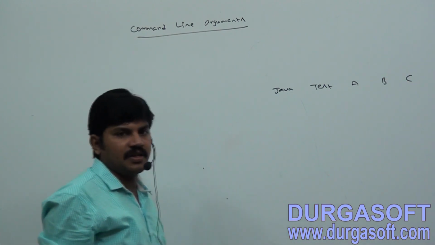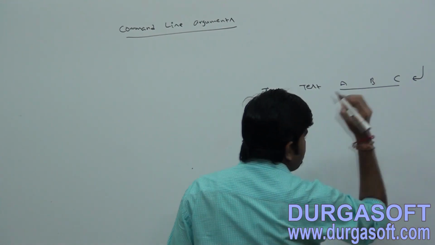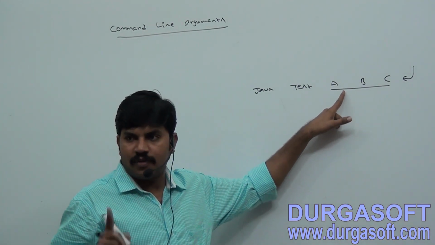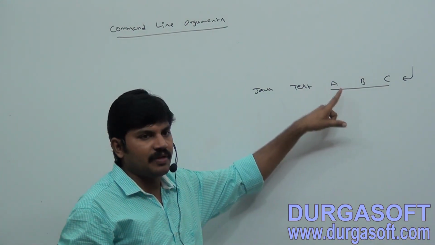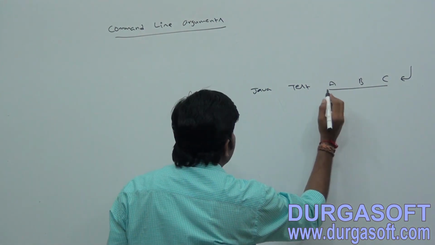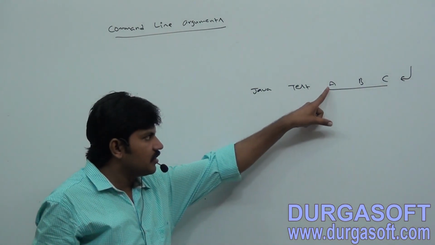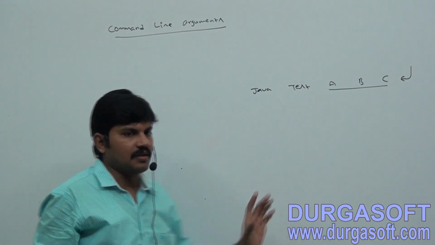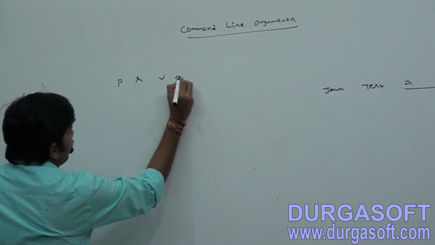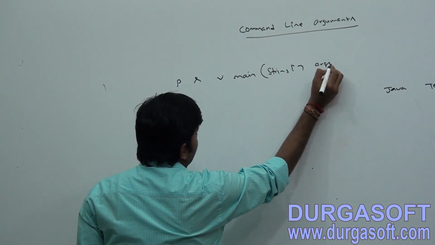ABC, Java test ABC, can you tell what all these things are getting? Command line arguments. The arguments which are passing from command prompt, these things are by default considered as what? Command line arguments, right? Now, within the main method, whenever we are passing these arguments A, B, C, these are arguments to which method? Main method, right? String array args.